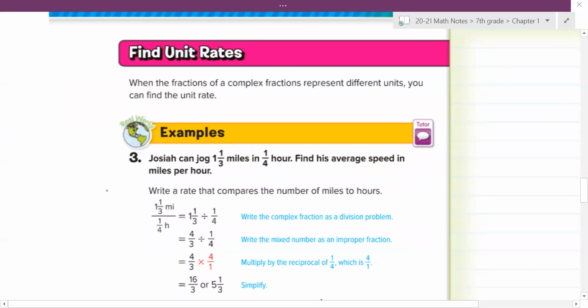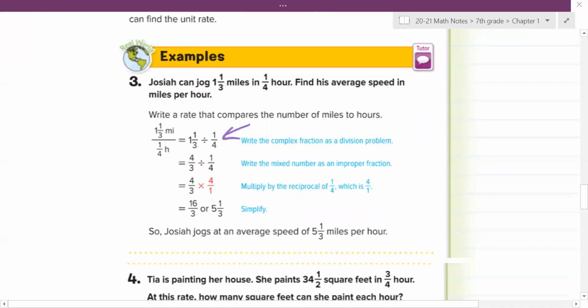Josiah can jog 1 1/3 miles in a quarter hour. Find his average speed in miles per hour. So what we did is we put the miles in the numerator and the hours in the denominator. So it's 1 1/3 divided by 1/4. Since we're using a calculator, you can just type that in and it would pop out with 5 1/3. If you are using a calculator and it gives you a decimal, the way to switch it from decimal to fraction is to hit the second button and then that ABC button, and that will switch it over.